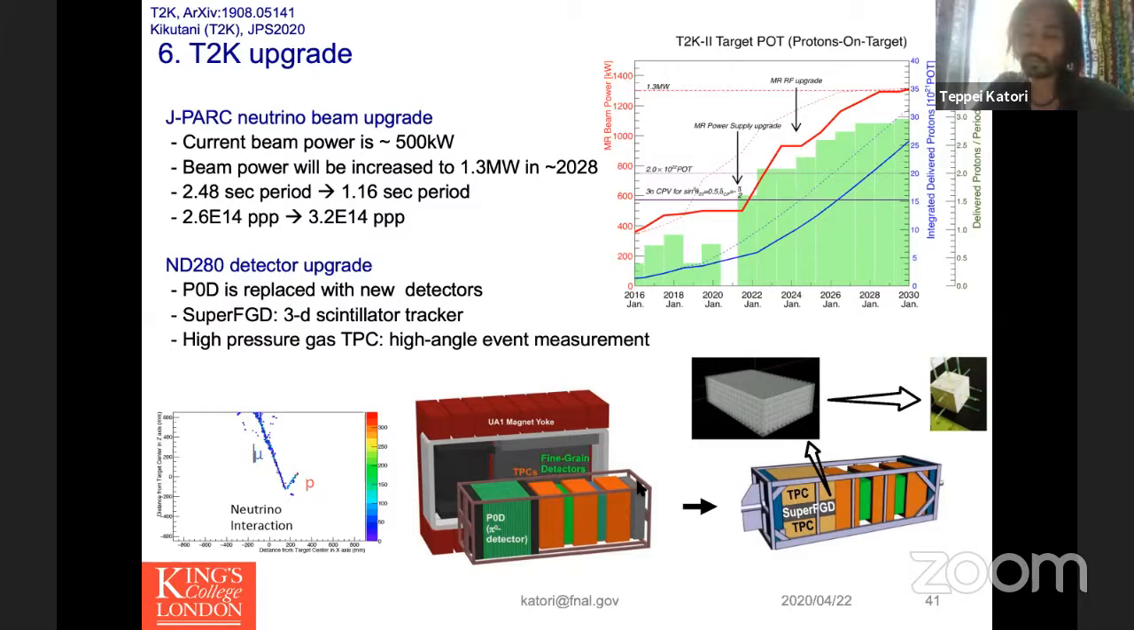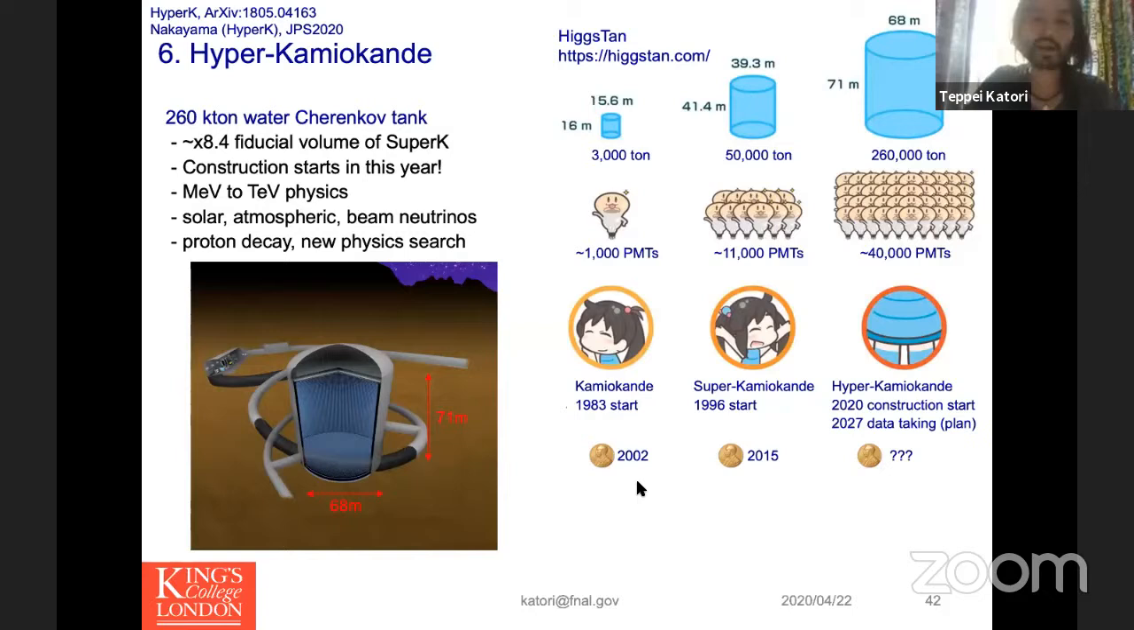But our great goal is this one, Hyper-Kamiokande. Hyper-Kamiokande is a bigger water tank. The first generation was Kamiokande, at 3 kilotons. The second generation is Super Kamiokande, at 50 kilotons. And the third generation, Hyper-Kamiokande, is 260 kilotons. The construction started this year. So that's great, and the physics is also great. It's MeV to TeV physics, covering all kinds of neutrinos and all kinds of new physics. The Nobel Prize went to Kamiokande in 2002 and to Super-K in 2015. So now you can do some kind of linear extrapolation for when you get the Nobel Prize for Hyper-K.